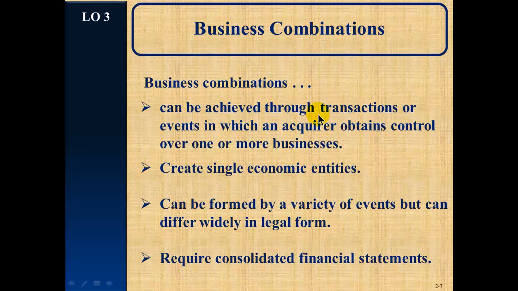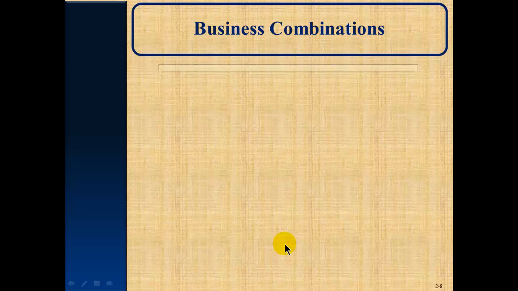Now, they can be achieved through transactions where you obtain that control over the other business, and what we've focused on so far is mainly the stock ownership. It does create a single economic entity from the financial reporting perspective. And we're going to have a slide in just a minute here about the different kinds of events that can happen, all of which would lead to the need for consolidated financial statements.